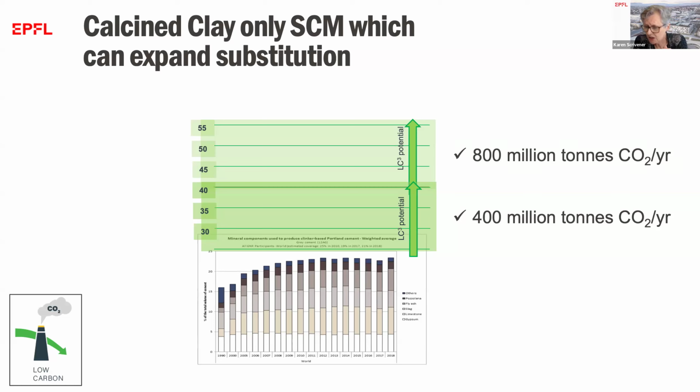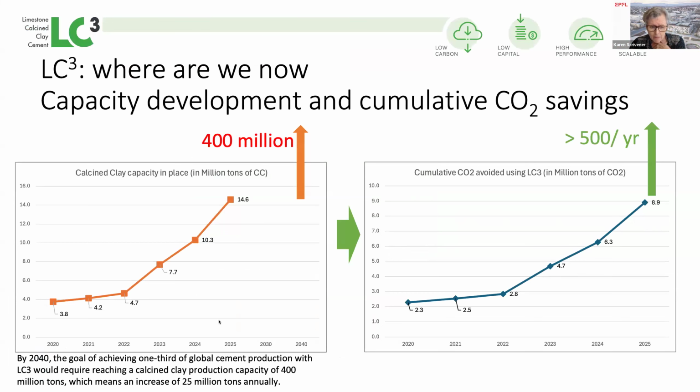800 million tons of CO2 is like 2% of entire world emissions today, and something like 20 times the emissions of a country like Switzerland. So the potential is really enormous. It's really, as I said, starting to take off.